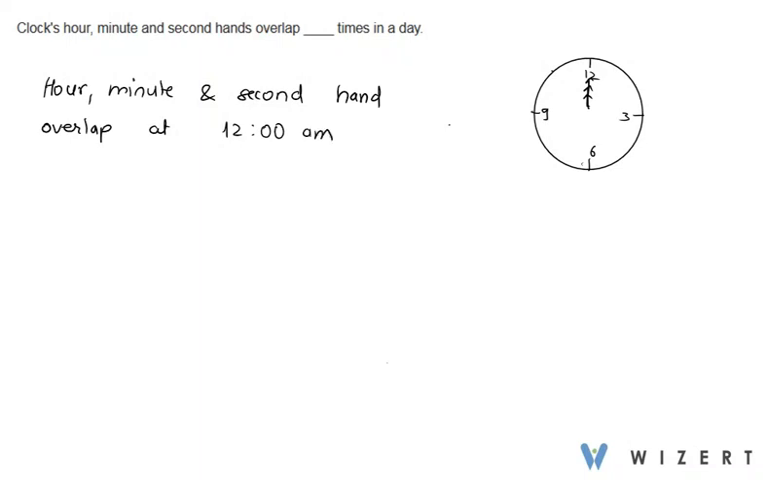After that, hour and minute hand overlap at 1:05, 2:10, 3:15 and so on. But at that time, the second hand is behind both the hour and minute hands.